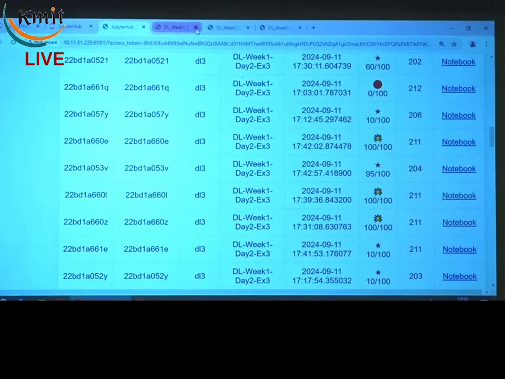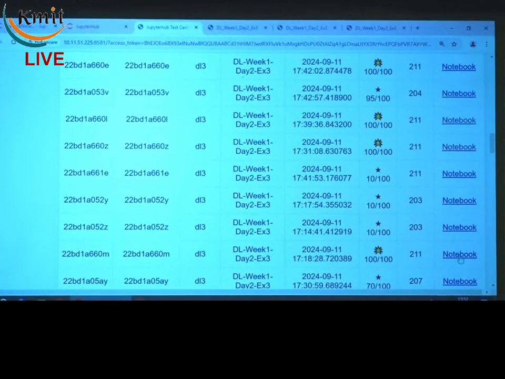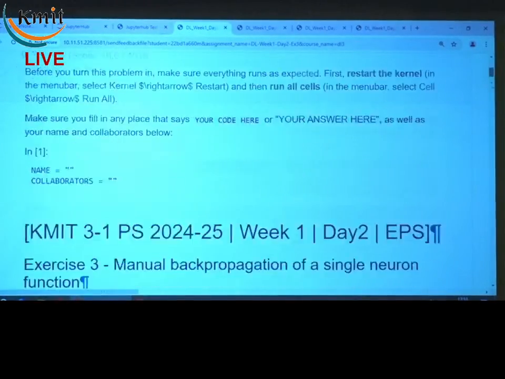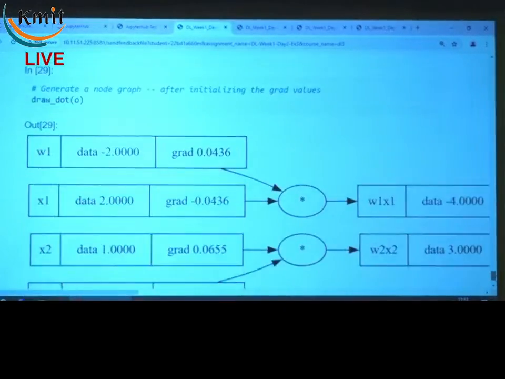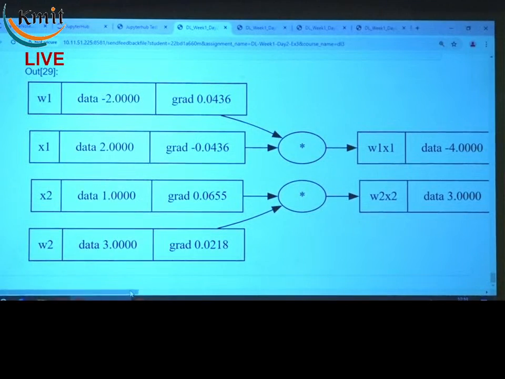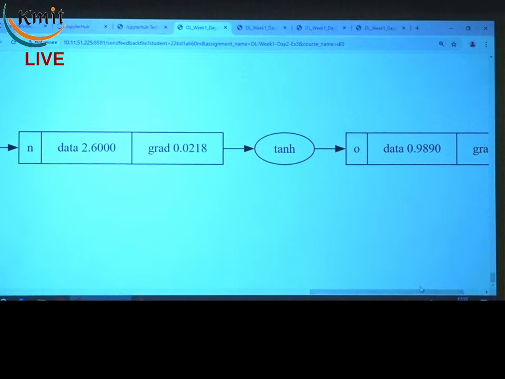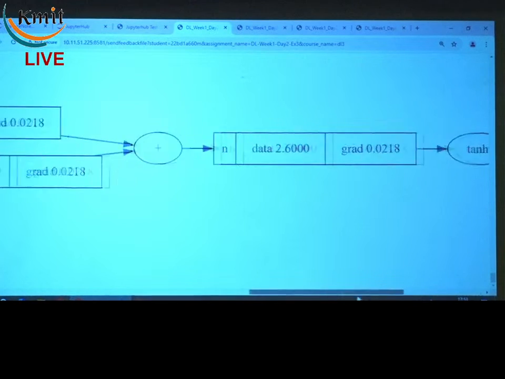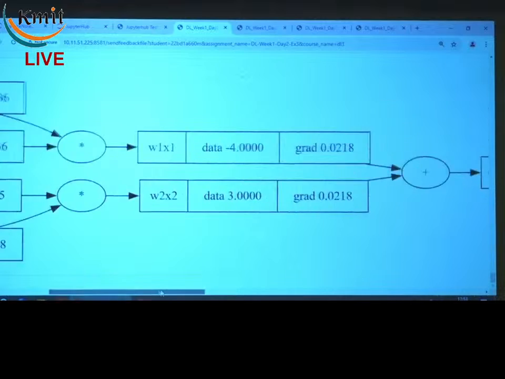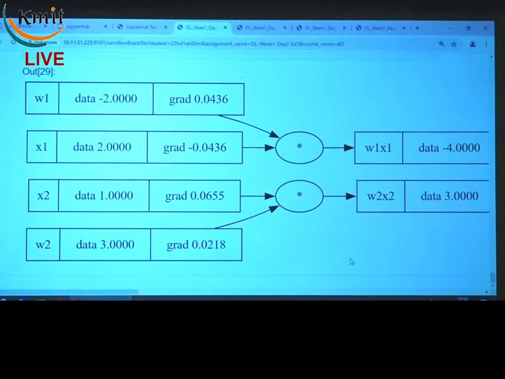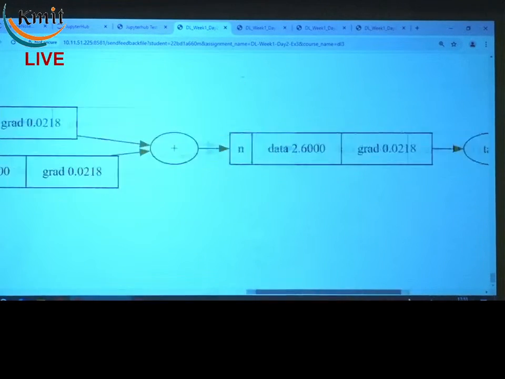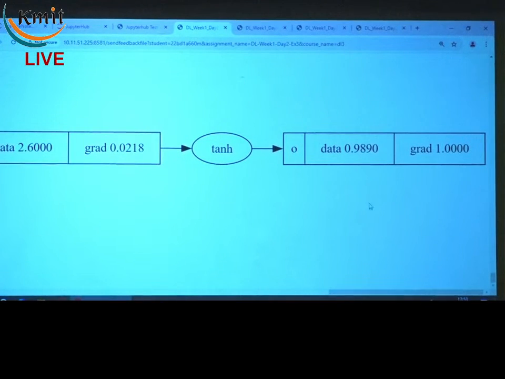Show one solution which is correct. Yes, let's look at a solution which is correct, done by one of you. So this is what it should look like after it's computed. This is correct. So let's look at the cells and the computation.